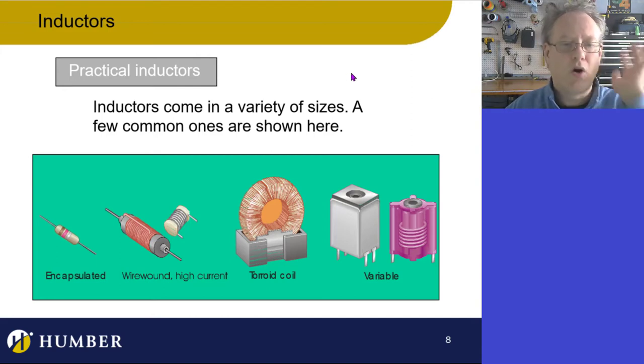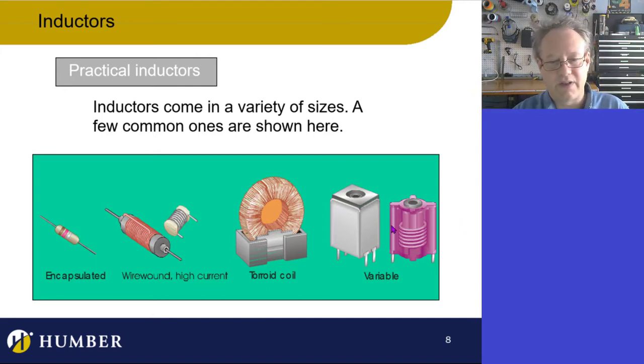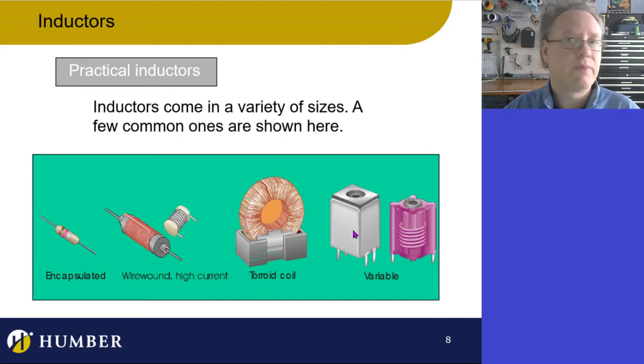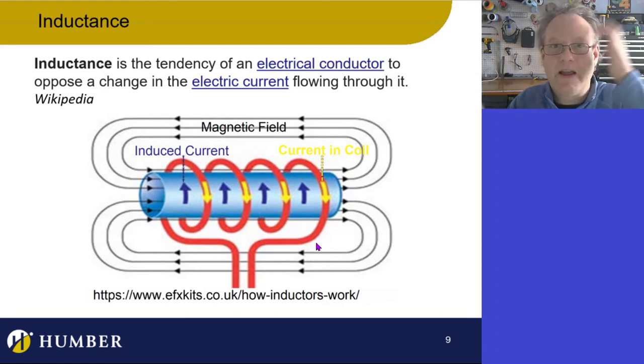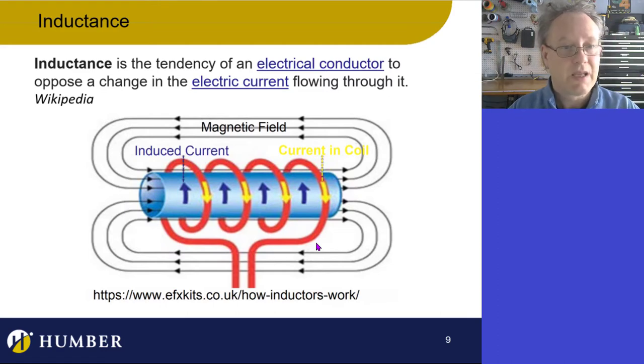There's a whole variety of them, and you can see all of the different kinds. And you can have variable inductors. Just like we have variable capacitors to tune circuits, we do the same thing with inductors. So this is what's going on. We're going to jump into the whole magnetic field thing, which is so very important. Inductance, okay? So what is inductance?